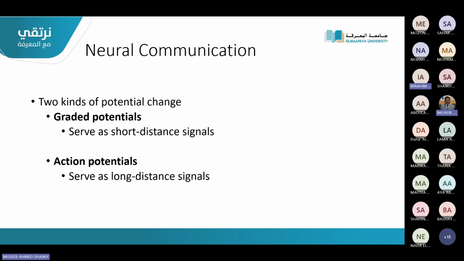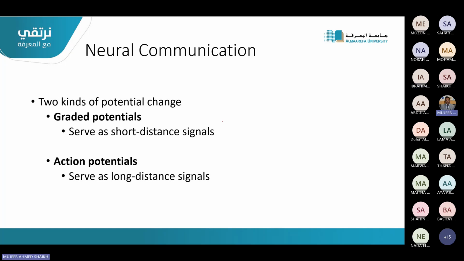Doctor, I have a question. Is threshold important? Yes or no? Threshold will come in the next lecture, with the action potential. It will be important, but it is mostly related to action potential. I will discuss that also.